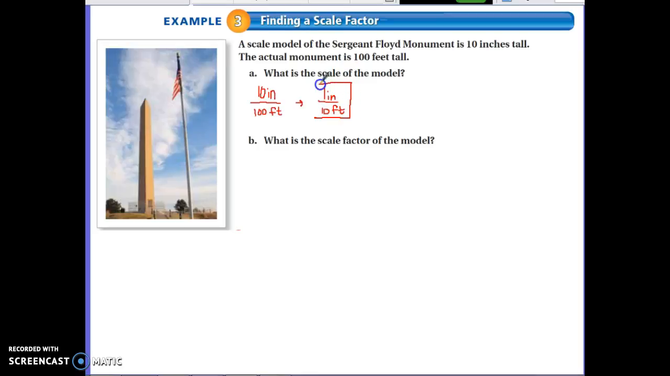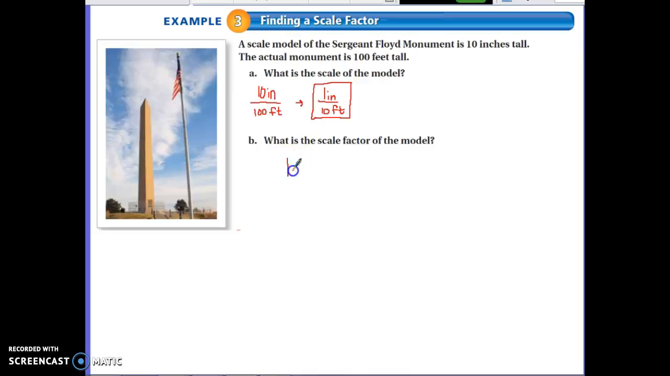The scale has actual units in it. A scale factor does not. The scale factor says, what would you multiply the larger one by to get the smaller one? Or what would you multiply the actual by to get the model? So in order to figure that out, I need to change all of these units into the same unit and then reduce. To make things a little bit easier, I'm going to change into inches. Feet is much easier for me to change into inches.